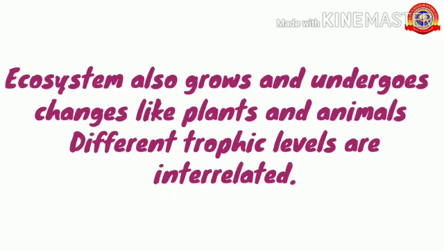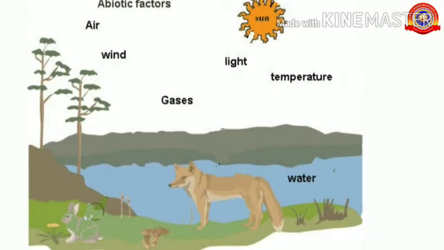The ecosystem also grows and undergoes changes like plants and animals. Different trophic levels are interrelated. Jungles are needed for the growth of rabbits, which become the prey of wolves, and the wolves become the prey of lions. If only this relationship is maintained, all the living beings can exist on the earth. The maintenance of this relationship in the food chain is known as balancing. Any disturbance to it will adversely affect the ecosystem.